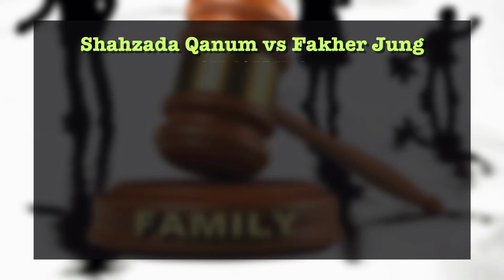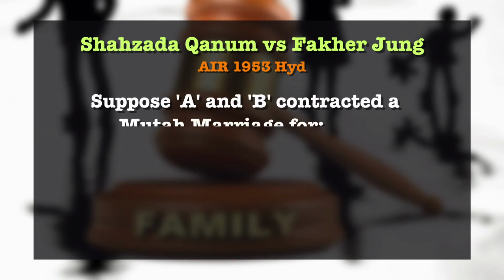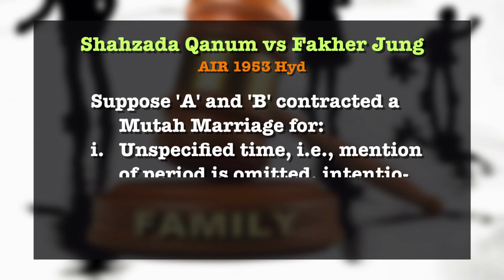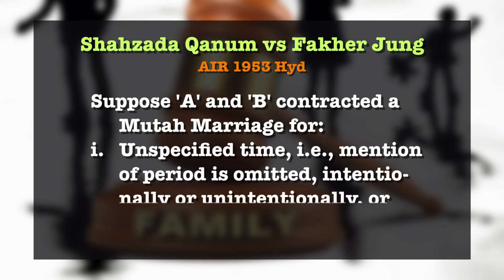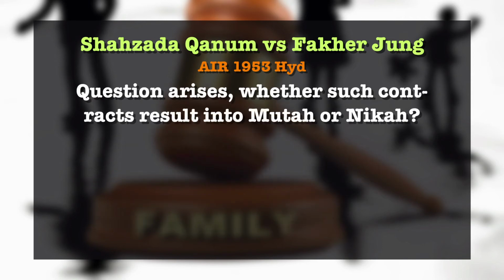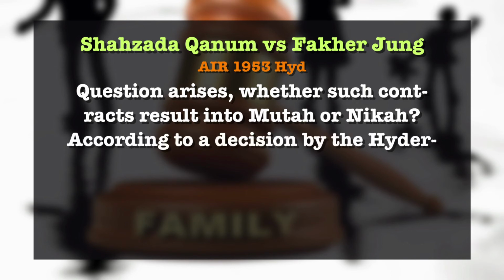In Shehzada Qanun versus Fakhar Jung, suppose A and B contracted a mutta marriage for number 1, unspecified time, that is, mention of period is omitted intentionally or unintentionally, or number 2, specified for lifetime. The question arises whether such contracts result in mutta or nikah.